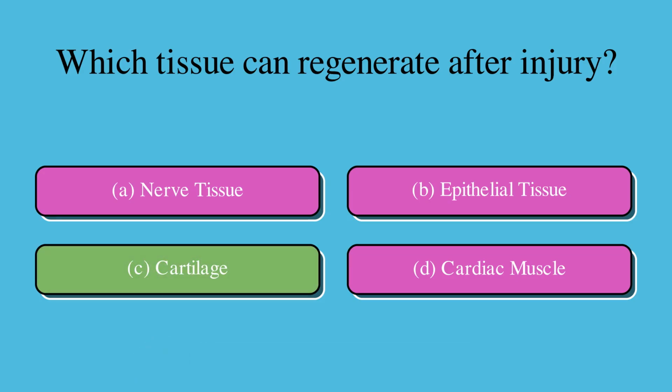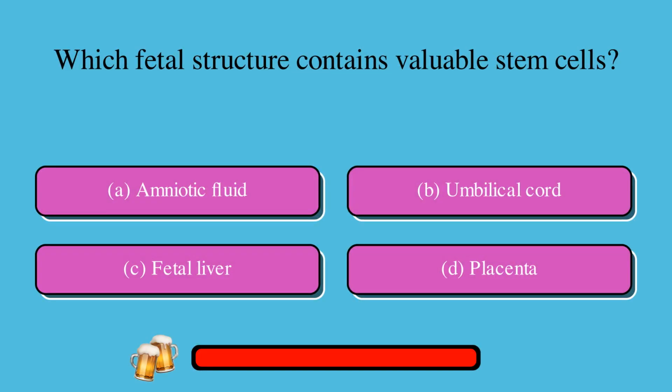C. Cartilage. Which fetal structure contains valuable stem cells? A. Amniotic fluid, or B. Umbilical cord, or C. Fetal liver, or D. Placenta? The correct answer is D. Placenta.